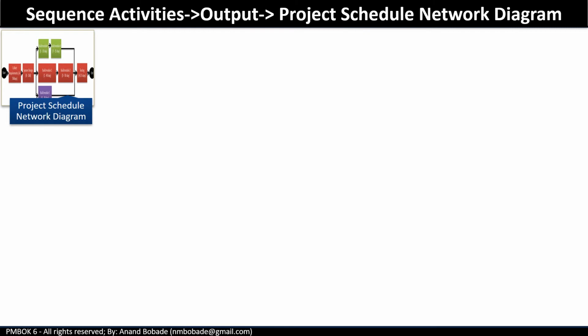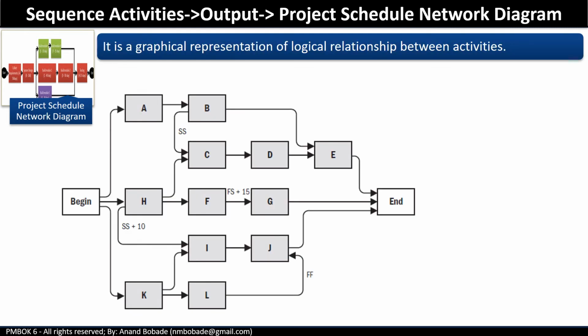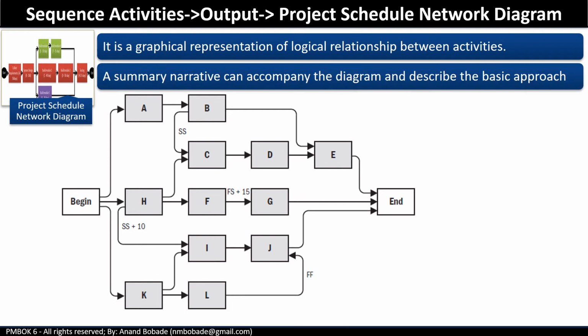Let's understand the project schedule network diagram. It graphically represents the logical relationships between activities by having lines and arrows connecting these activities. And of course, activities are represented by nodes. The project schedule network diagram should be supported by a summary description which describes the approach that has been taken.